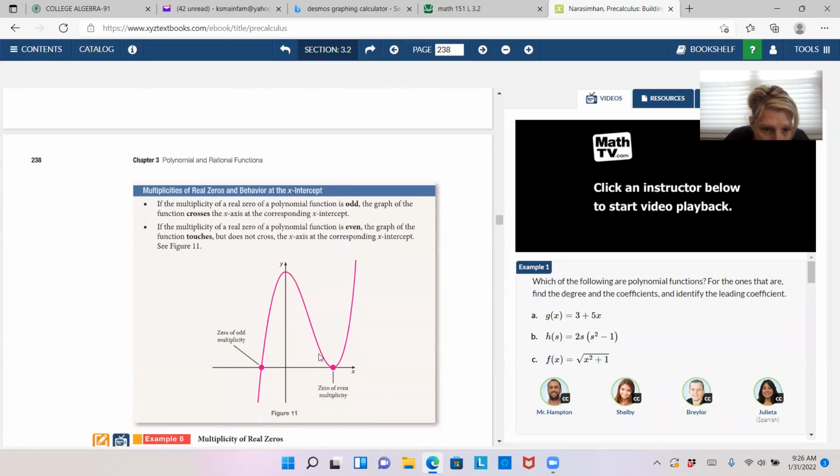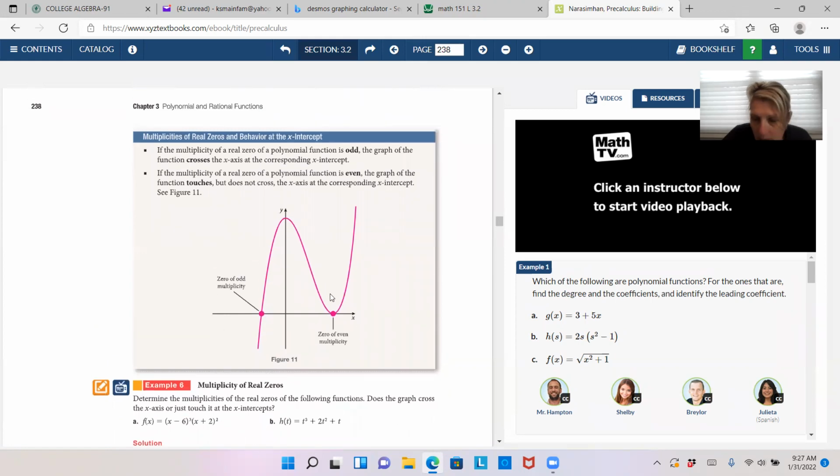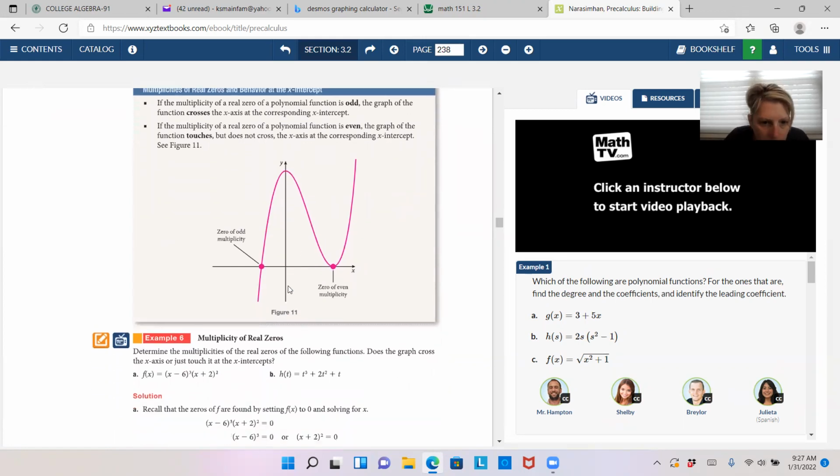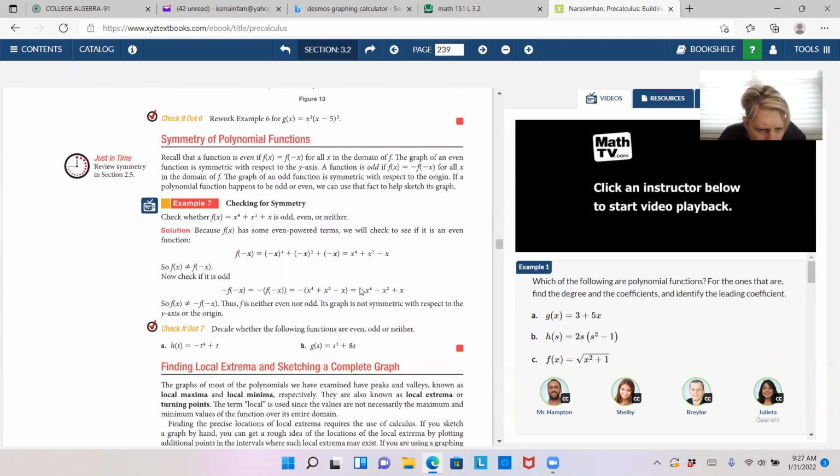It's so awesome. And so you can see that when it has an even multiplicity, it comes down and just touches at, or comes up and touches at that 0. If it's an odd multiplicity, it crosses, it cuts through. So that's on page 238, important to maybe have written on your little note sheet that you can use on the exam. Okay.